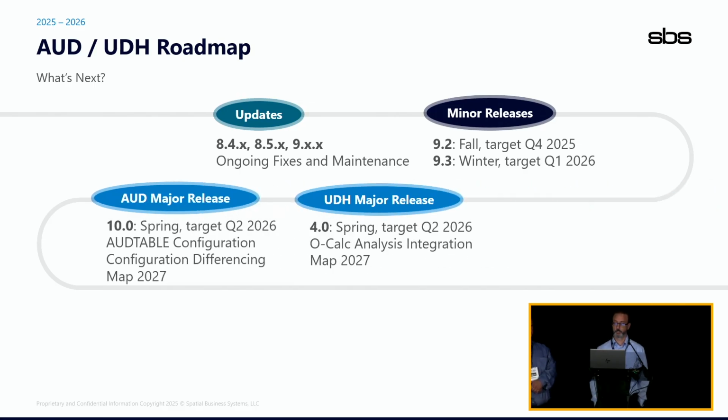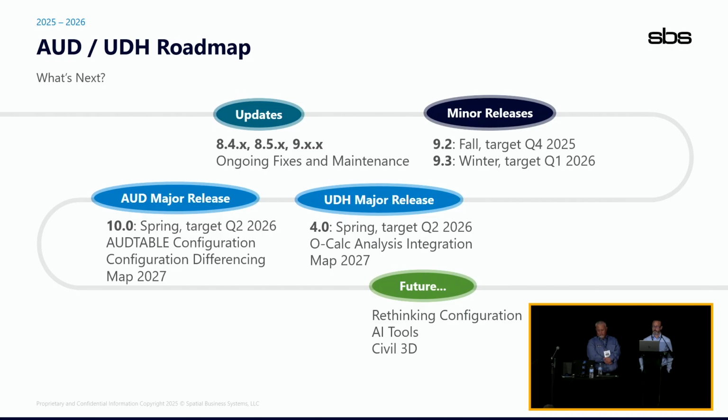The AUD major release will also be supporting MAP 2027. We're looking at improving the ability to configure the AUD table functionality. It's currently very, very complex to configure an AUD table. We want to really democratize that and make it a lot easier to author and maintain. It's a commonly used feature, but it's currently a little difficult to configure, so we're looking at ways to improve that. And then some configuration differencing tools, and I can show some early prototypes. That's part of our strategy for improving the whole configuration process.